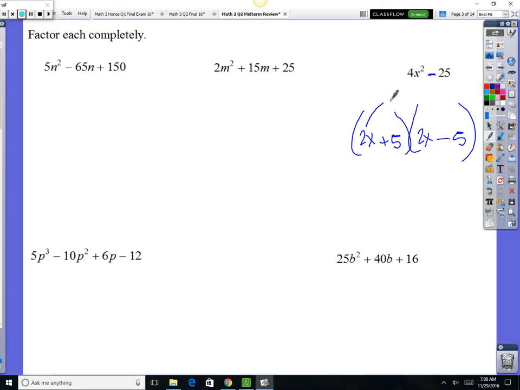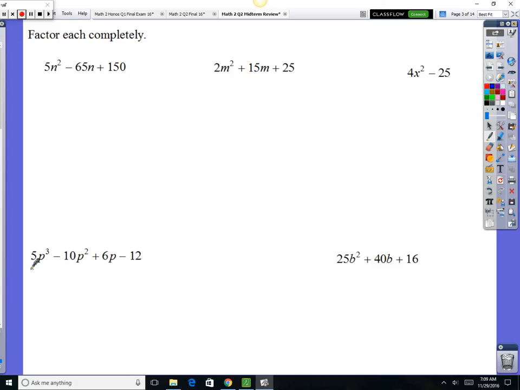And let's check it real quick. 2x times 2x, that's 4x squared. 2x times a negative 5 is a negative 10x. 5 times 2x is a positive 10x. And a negative 10 and a positive 10, that's 0. That's why there's nothing in the middle. And 5 times negative 5 is a negative 25. Okay, that worked.